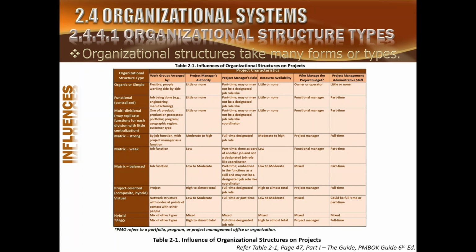Then we have got multi-divisional, which may replicate functions for each division with little centralization. So not much of a difference, but here the grouping is by one of product, production, processes, portfolio, program, geographic regions, or customer type. So you could categorize the work groups, and the rest is everything the same. Functional manager is managing it. Project manager is part-time, no authority, nothing. So this is also almost the same.